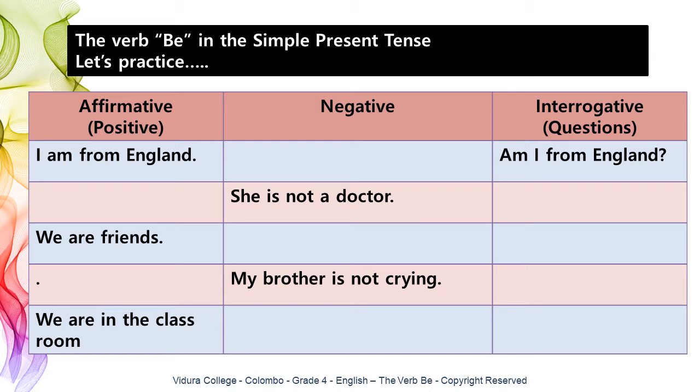Fourth one, here I have given you the negative sentence. Affirmative sentence is, my brother is crying. Negative sentence is, my brother is not crying. Interrogative sentence is, is my brother crying?